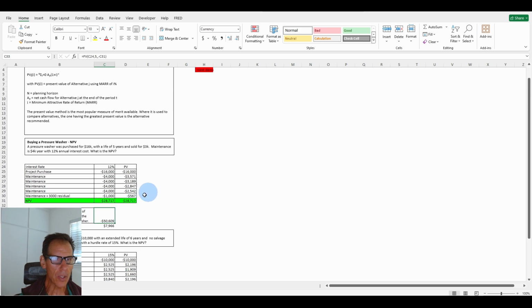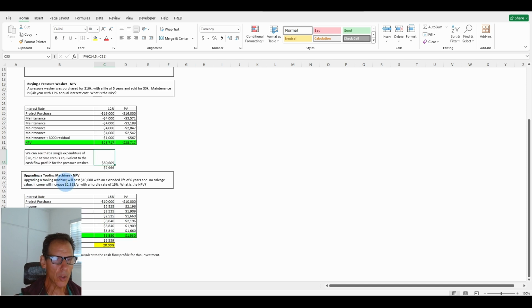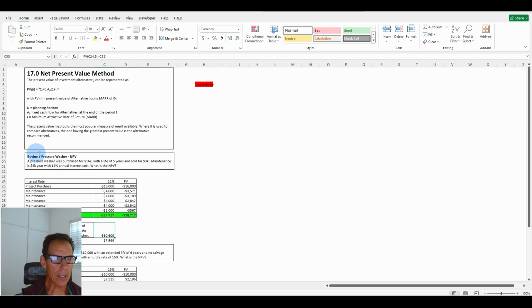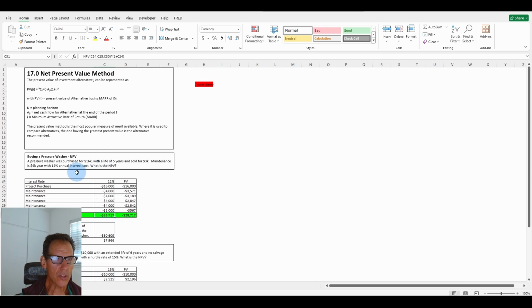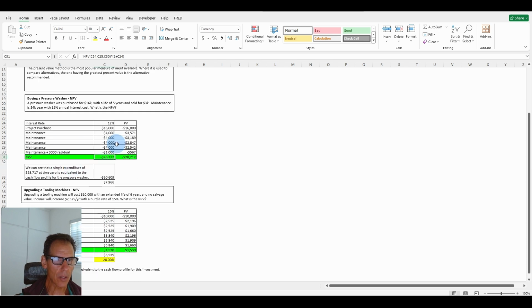What you need to do is look at this in comparison to a lease. Upgrading a tooling machine will cost $10,000 with an extended life of 6 years and no salvage value. Income will increase as a result of this, and that's the other thing you want to look at. When looking at this pressure washer, what we're not looking at is what this expenditure will do for your profitability. Will this increase your sales? And if not, then why are you buying this new pressure washer?